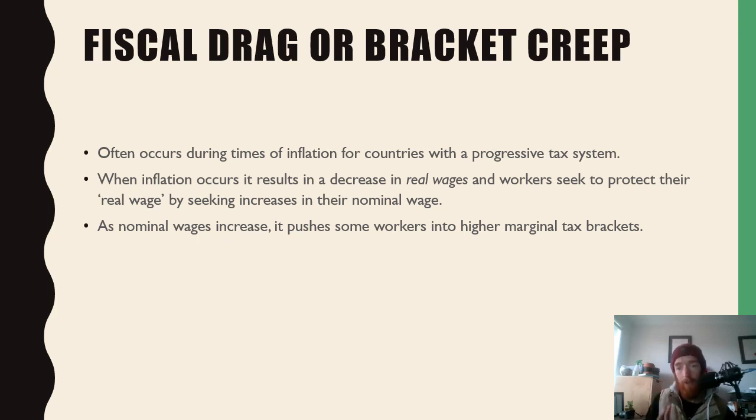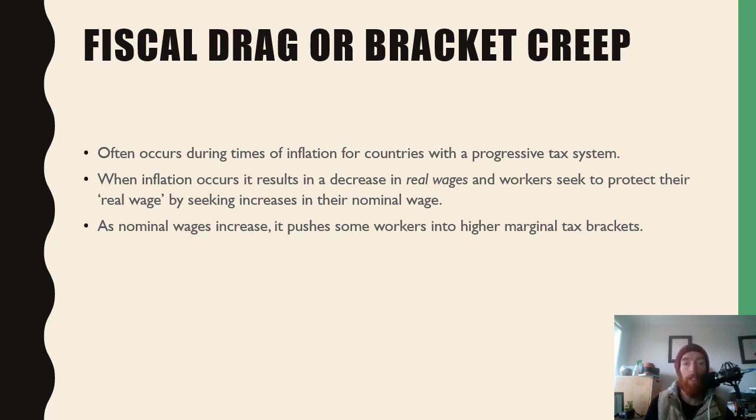Then we've got a few random little points here. So fiscal drag, or bracket creep. This can occur during times of inflation for countries with a progressive tax system. As we were talking about before, tax systems are in brackets. So the first one being up to $18,200, then it goes up to about $55,000. And then so on above that, you pay a different percentage of tax.